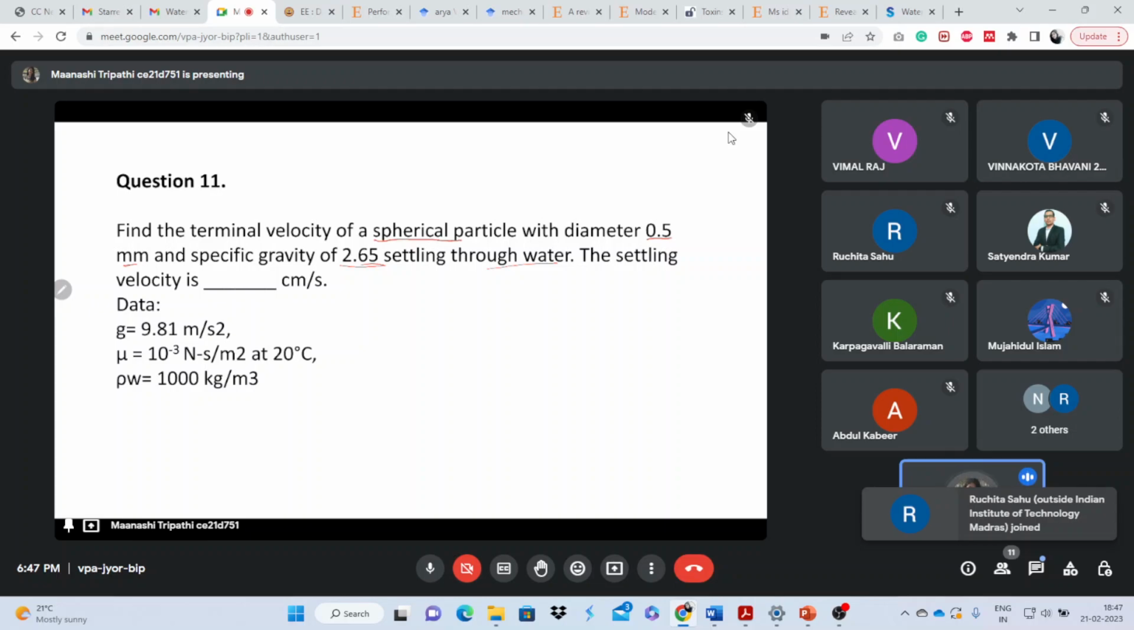We have been given g, mu, and specific gravity of water and density of water. So what we will do first? We will assume that the flow is laminar. When the flow is laminar, we use this equation, g by 18.